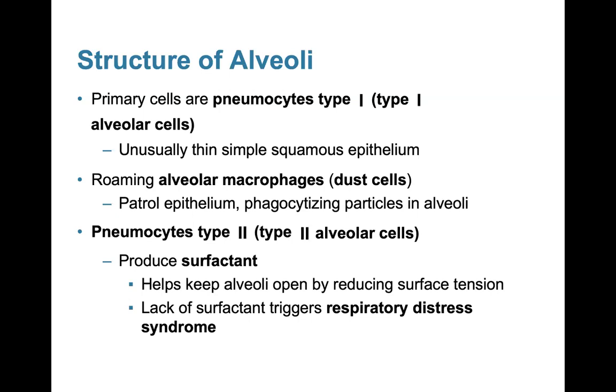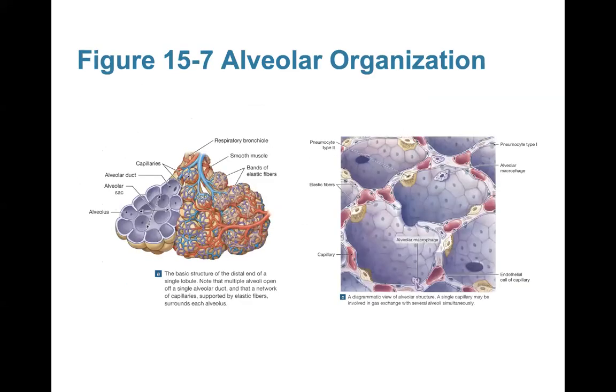Lack of surfactant triggers respiratory distress syndrome. A lot of times, premature babies aren't yet quite producing surfactant, as it's one of the last things for the body to sort of get up and running. And here you can see the various structures of the alveoli. You have your type 1 cells here. These are those simple squamous. You can see the nice little pore. You can see the capillaries here in red. And then you can see the roaming macrophages, these yellow guys.